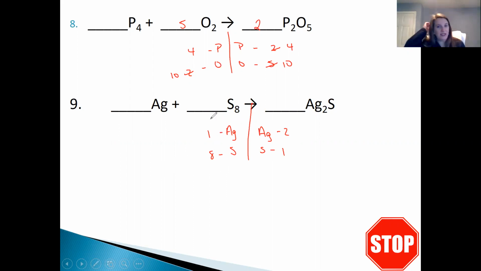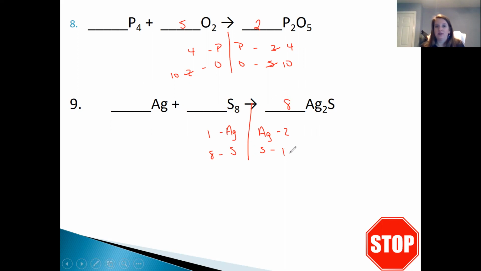So you can start by balancing your silvers. Or what I'm going to do is put a coefficient in front of the Ag2S first, because I realize that any coefficient here is going to change something over here. Typically, if I see an element by itself, I'm going to balance that towards the end. I'm going to balance the ones that are in compounds together first. So I've got 8 sulfurs. I need to get 8 sulfurs on the product side, so I'm going to put an 8 here.